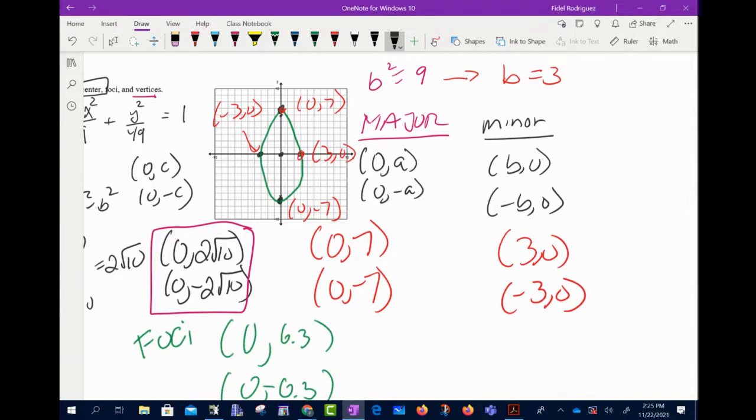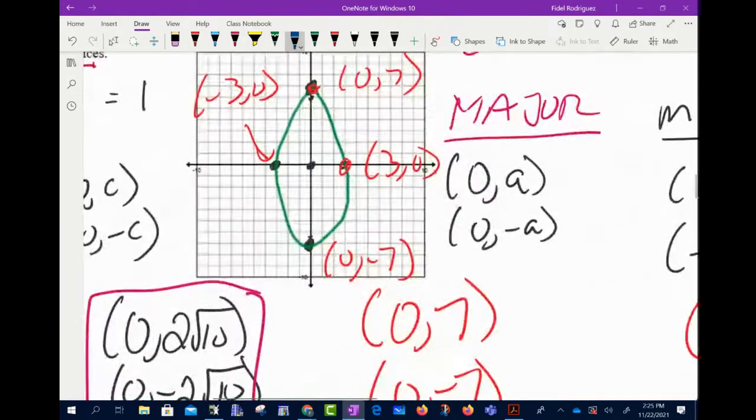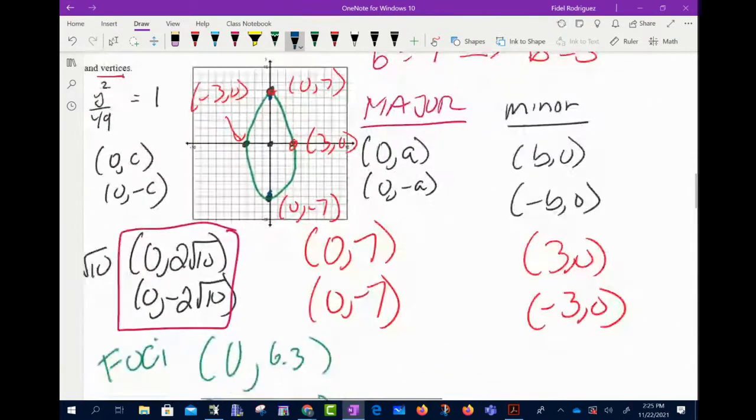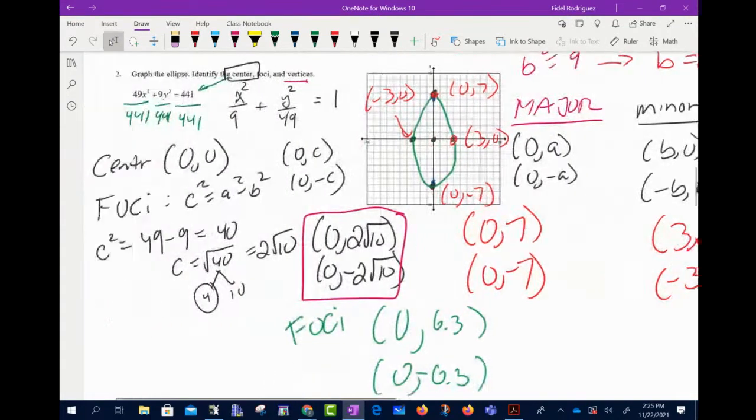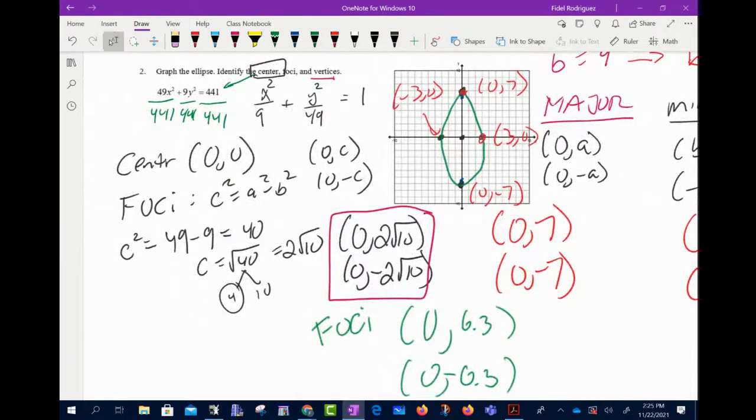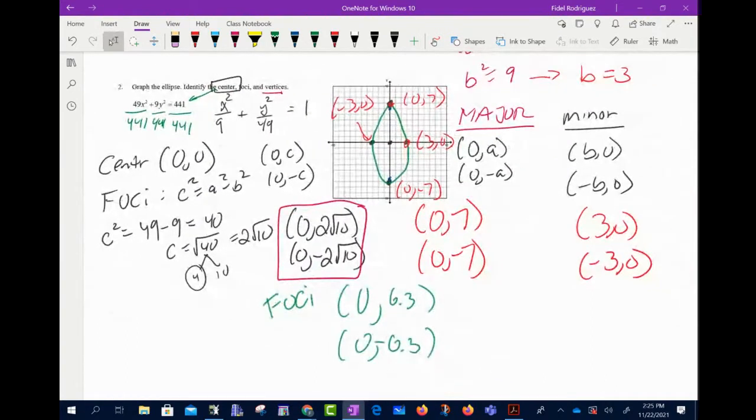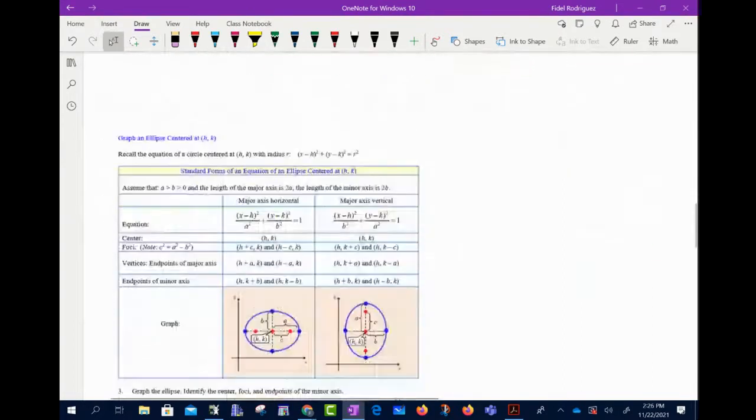All righty. I'm sorry? Oh, I put them, they're just real small. Right in here, right down there, because it's at 6.3 and negative 6.3. So there, you can see that in both cases, they're really close to those vertices, aren't they? They're just like a hair away. All right. So let me scroll a little bit further.